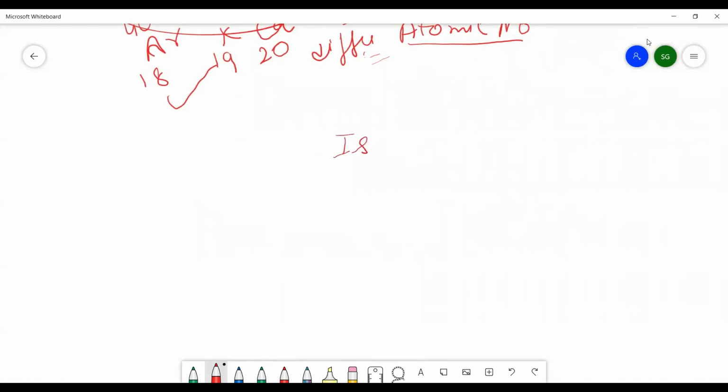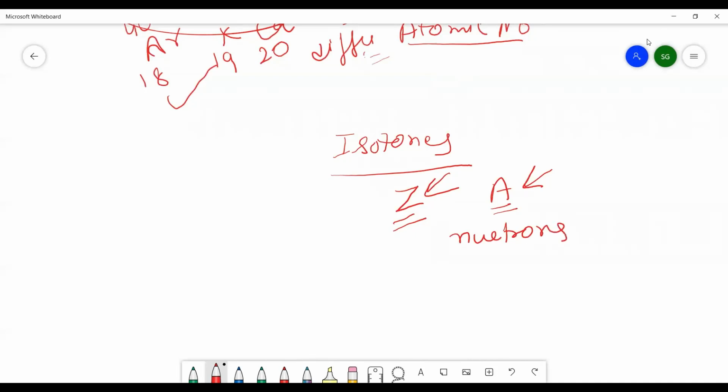Another one is isotones. Isotones are the atoms of different elements having different atomic number and atomic mass. They are represented by the symbolization method that you have done in the 10th standard also. They have different mass number and atomic number, but the same number of neutrons. The number of neutrons is the same. You can see carbon 14,6, nitrogen 15,7 and oxygen 16,8.